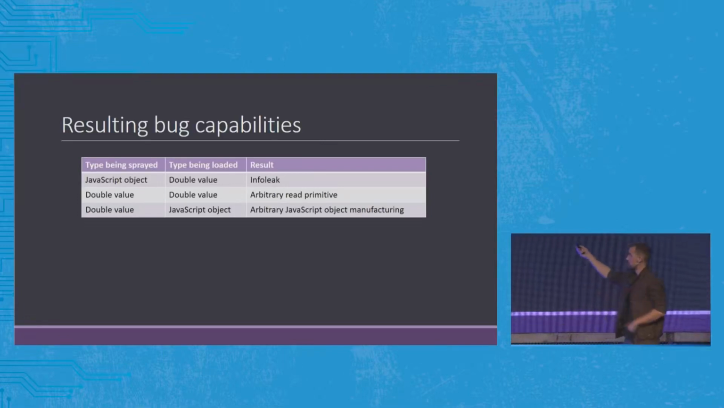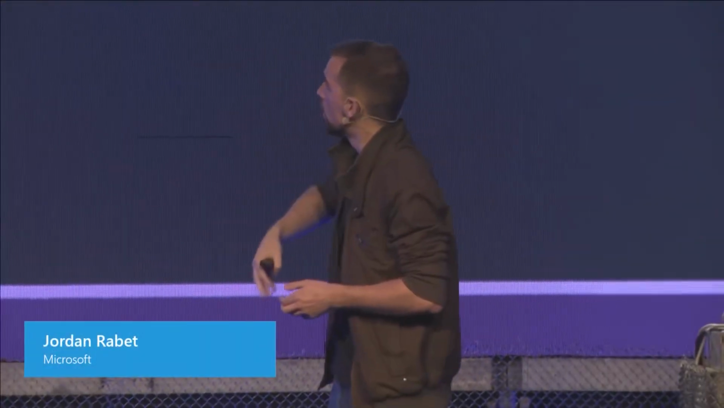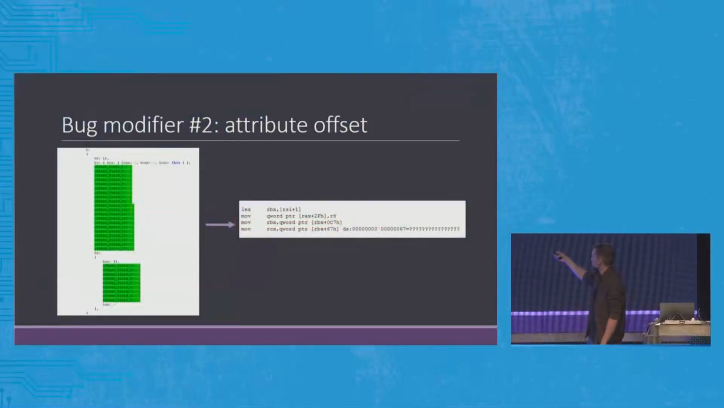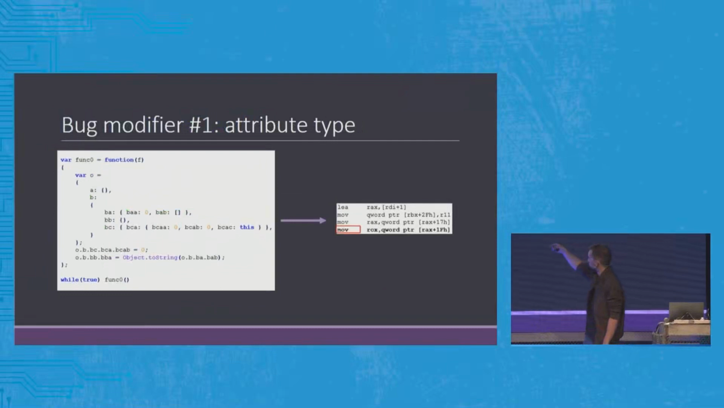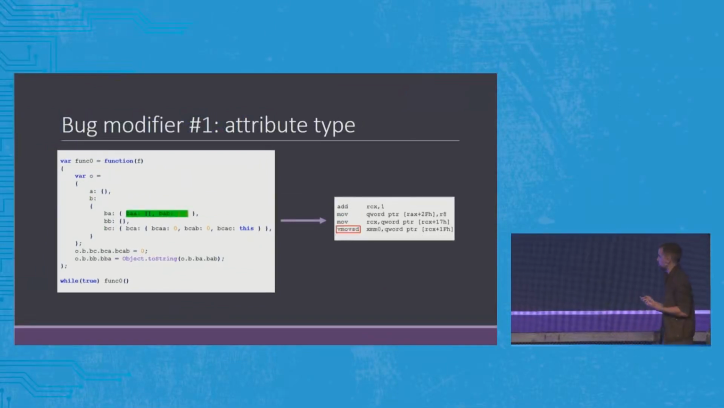Then the third primitive you're going to have is the nicest one. If you spray an arbitrary double value, which is going to be a valid pointer, which you're able to manufacture because you already have these info leaks above, and you load the result as being a JavaScript object, like bab is a JavaScript object here, it's going to be interpreted as a JavaScript object.